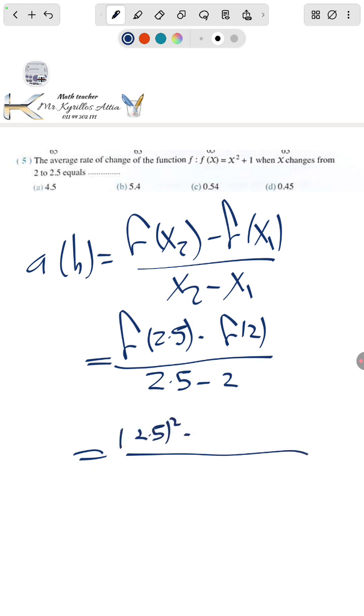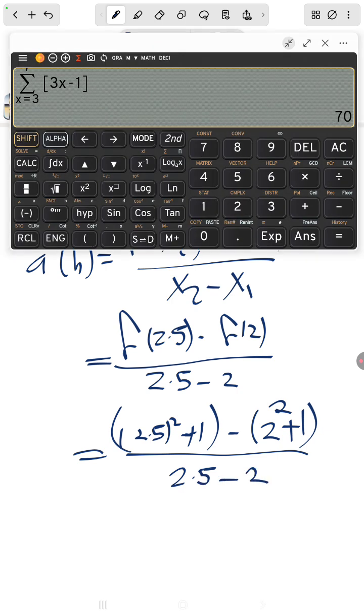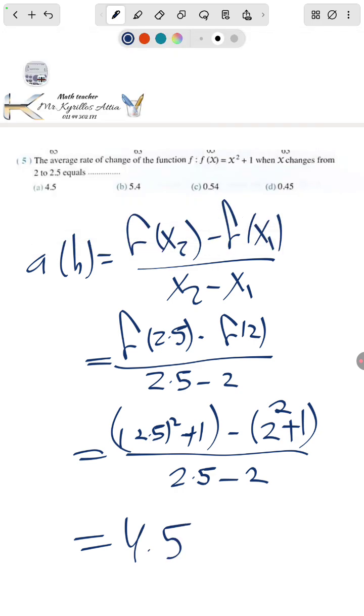2.5 power 2 plus 1, and f of 2 will be 2 power 2 plus 1, all over 2.5 minus 2. By using the calculator, 2.5 power 2 plus 1 minus 2 power 2 plus 1, over 2.5 minus 2, the correct answer will be 4.5. Letter A.